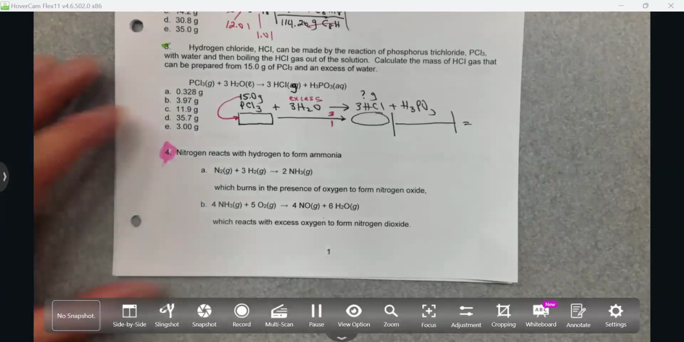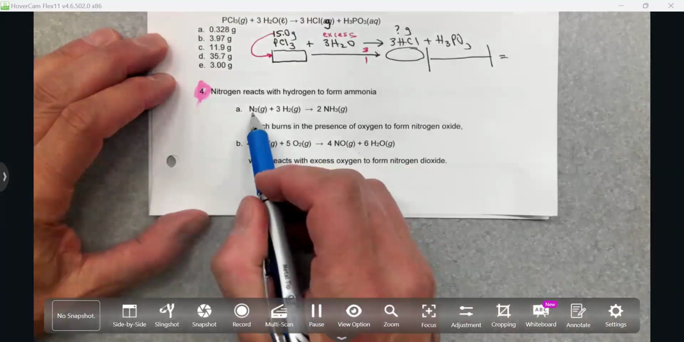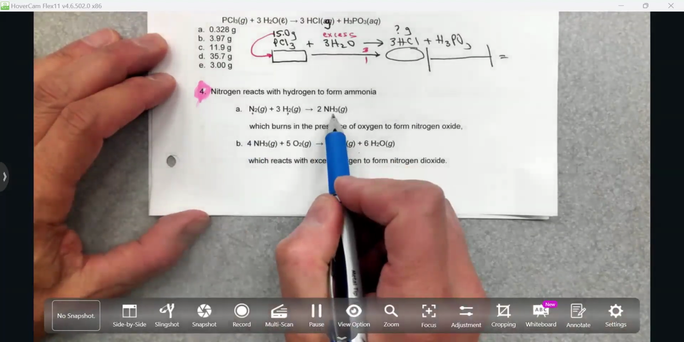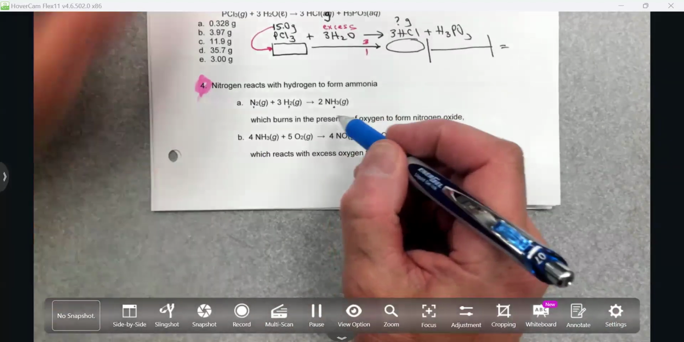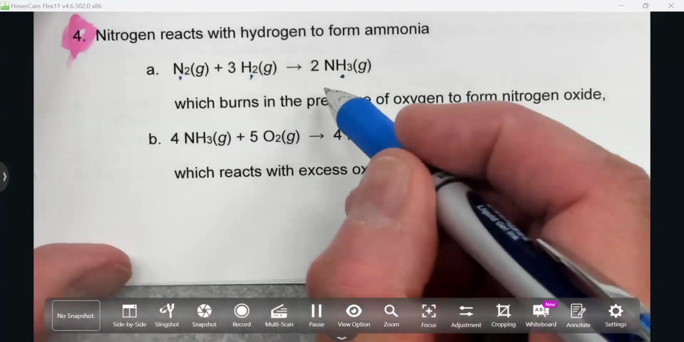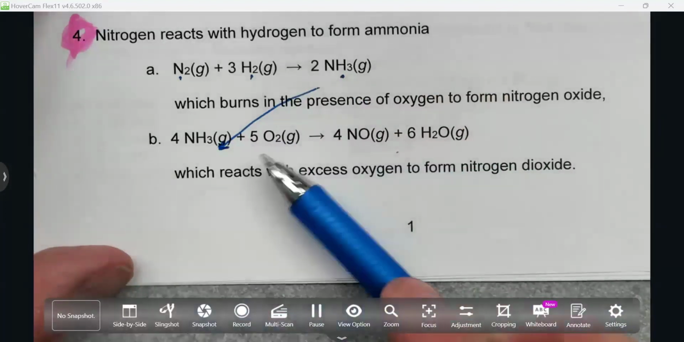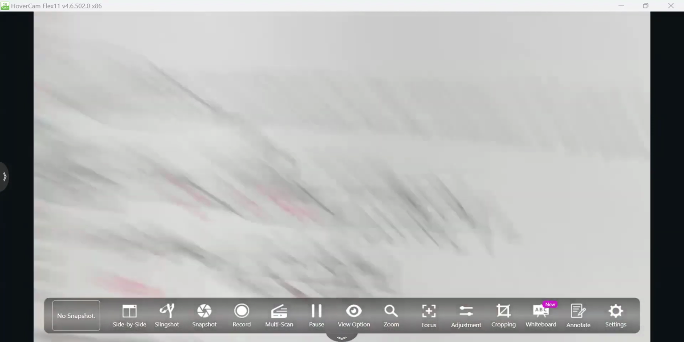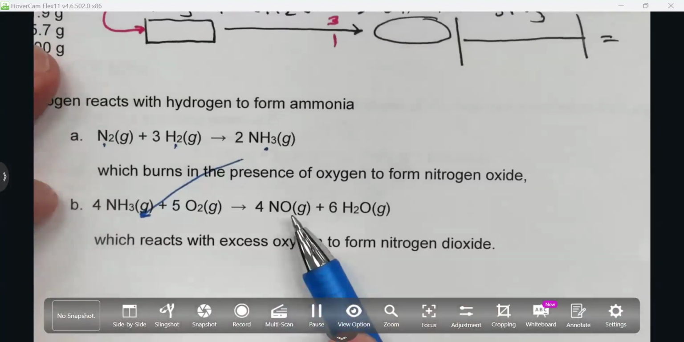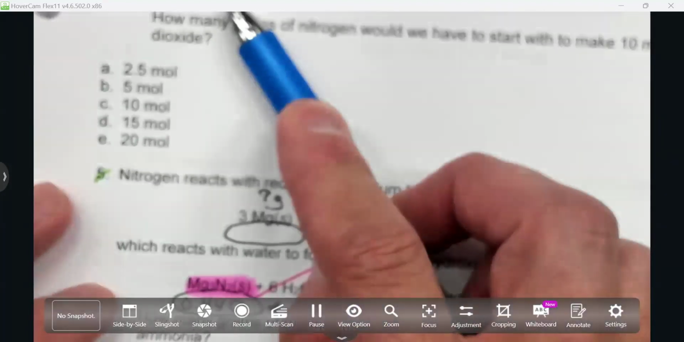All right, quiz questions. Here we go. Question 4. Nitrogen reacts with hydrogen to form NH3, which is ammonia, which burns. So the ammonia produced in this reaction becomes the reactant here. And then that's burned with oxygen to form nitrogen monoxide and 6 waters. Then the nitrogen monoxide, a product here, becomes a reactant here. So let's see what we got.